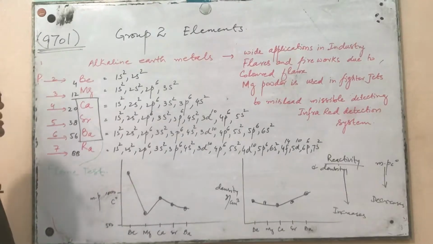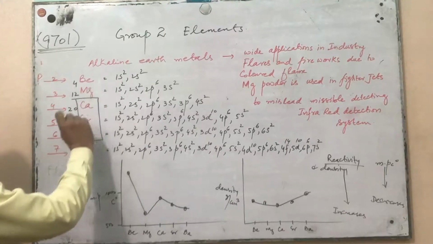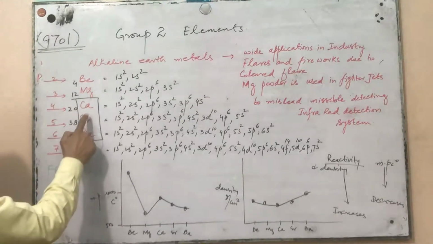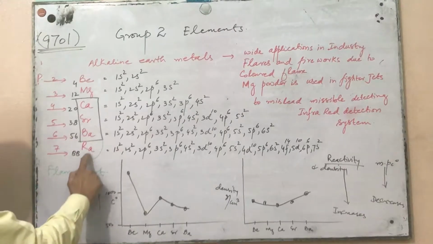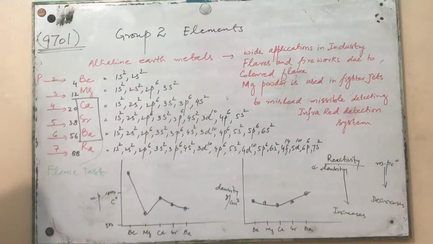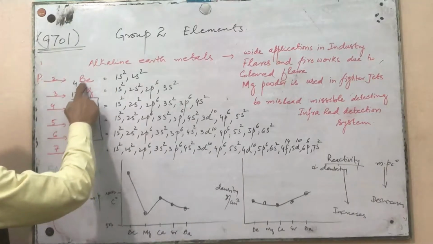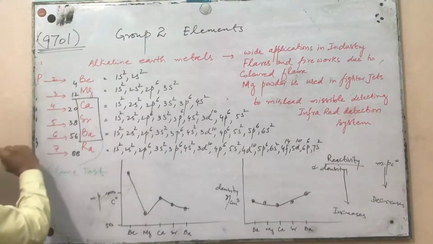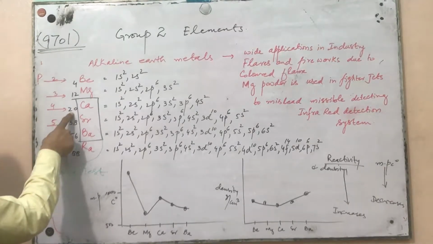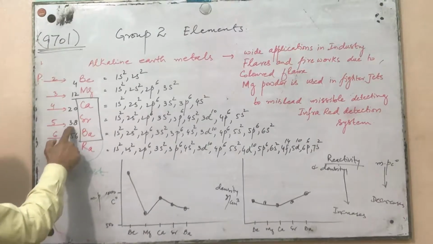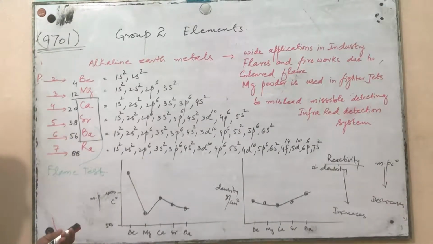Group 2 elements contain beryllium, magnesium, calcium, strontium, barium and radium. Now, the proton number of beryllium is 4, of magnesium is 12, of calcium is 20, strontium 38, barium 56 and radium 88.